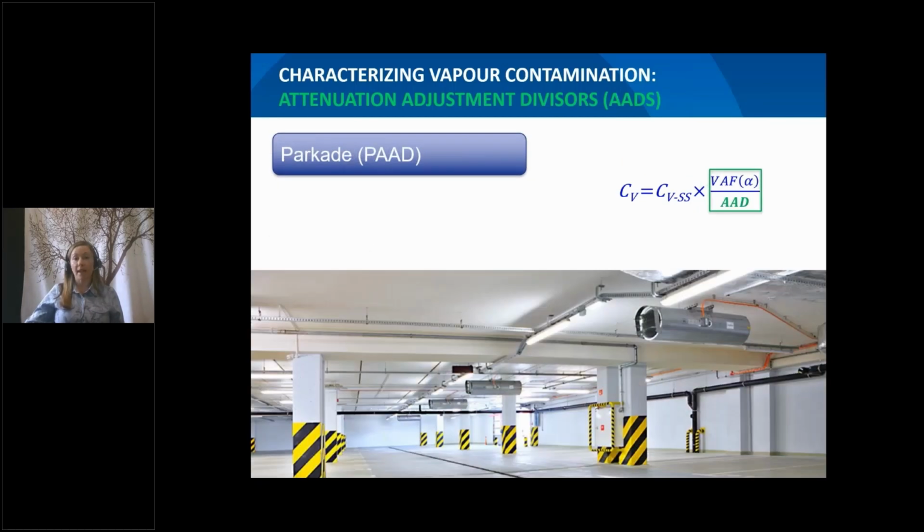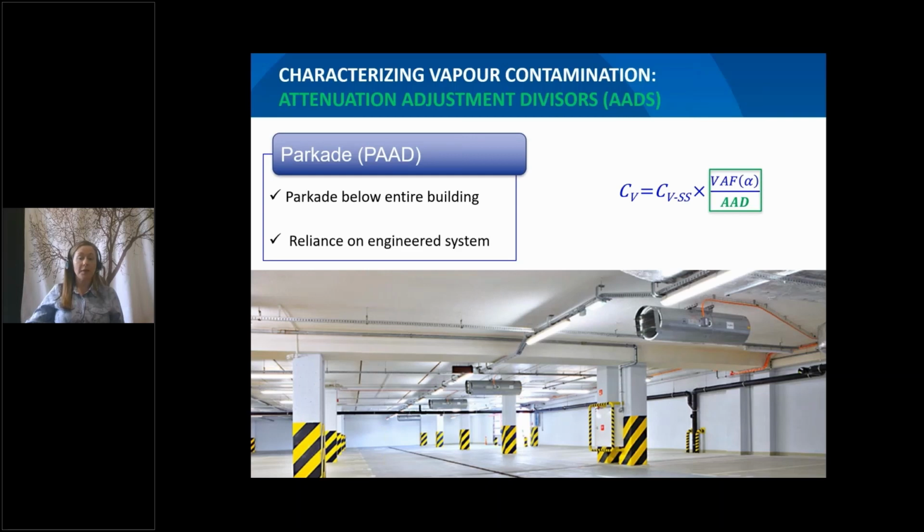The parkade AAD, or PAD, is a set value based on modeling. In order to use the PAD, the parkade must span the entire footprint beneath the building. And the use of the PAD also indicates that an engineered system is relied upon in order to increase the air exchange within the parkade. And since the use of the PAD constitutes risk management for vapors, it can only be used under a risk-based application.